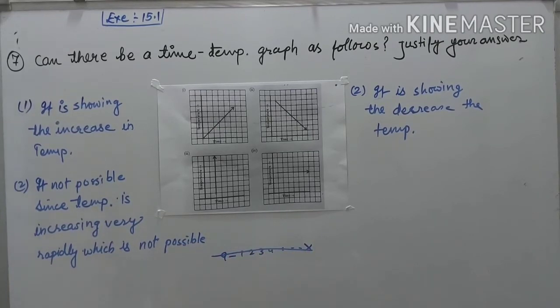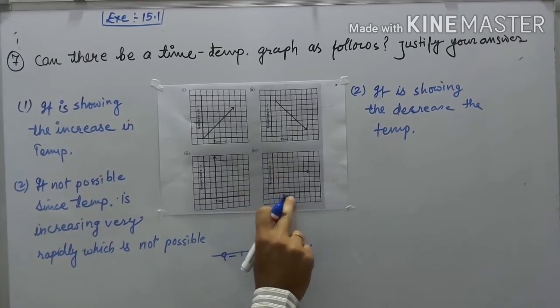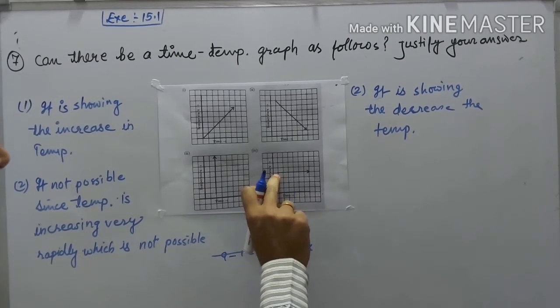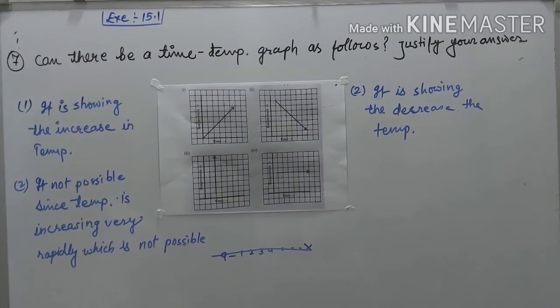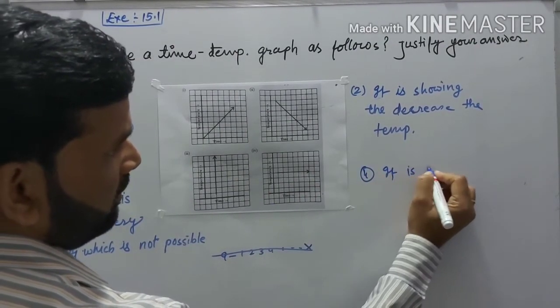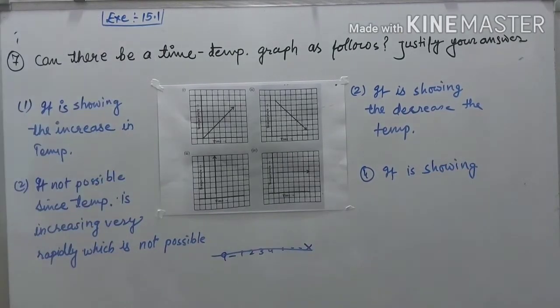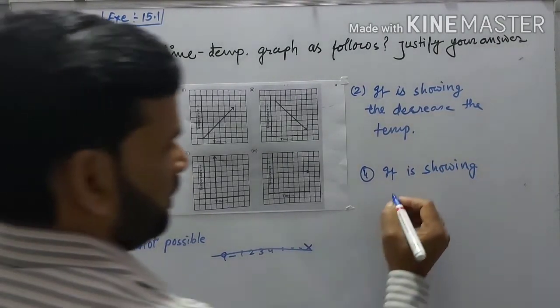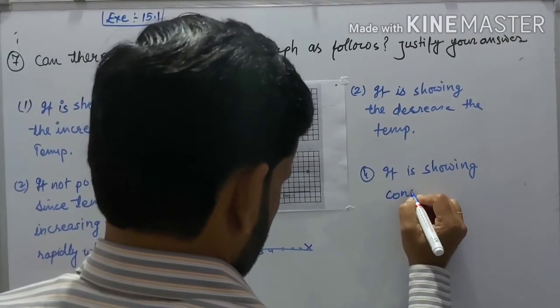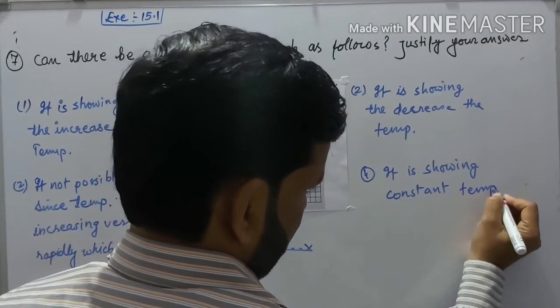Okay, and here time is increasing but temperature is constant. Okay, so you write the fourth: it is showing the constant temperature.